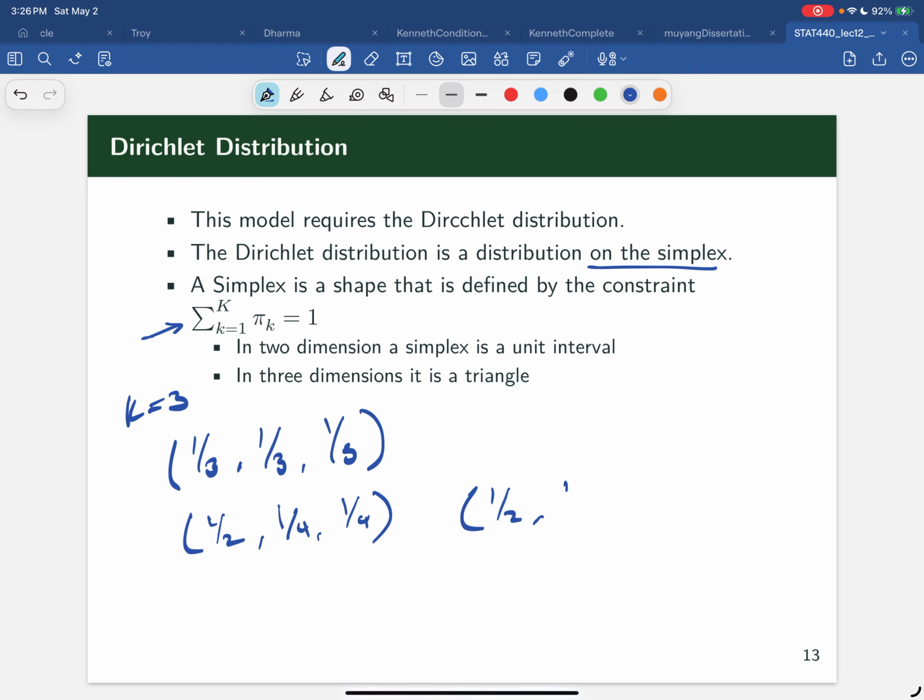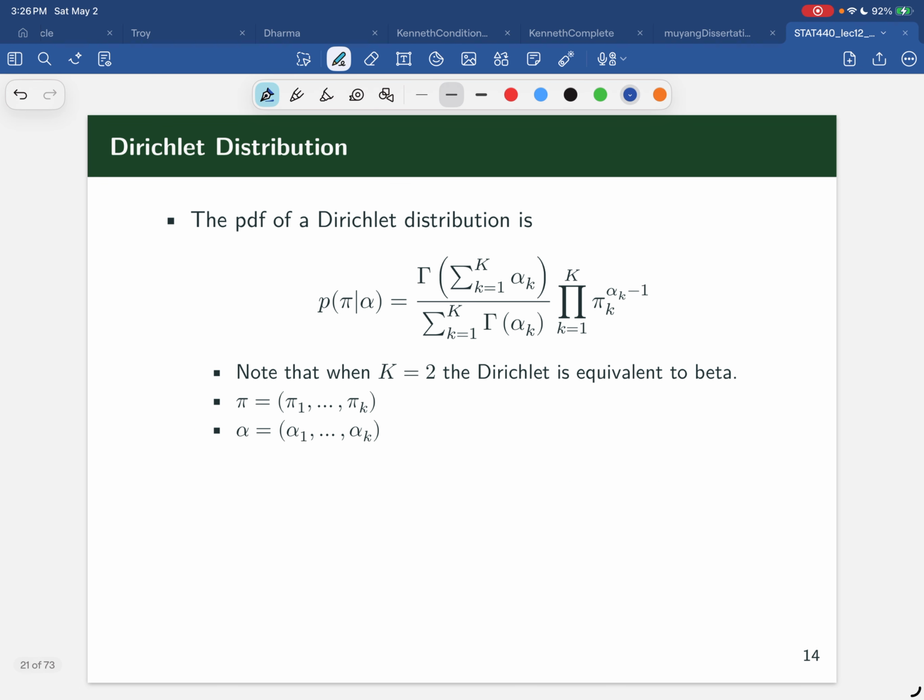But of course, 1/2, 1/3, 1/8, well, let's just say 1/2, this would not be on the simplex. So the Dirichlet distribution is a distribution whose support is on the simplex. And its PDF is given by this expression here, which looks complicated at first, but it's actually perhaps not as complicated as you might think, because we've seen a distribution that looks like this, and that was the beta distribution.